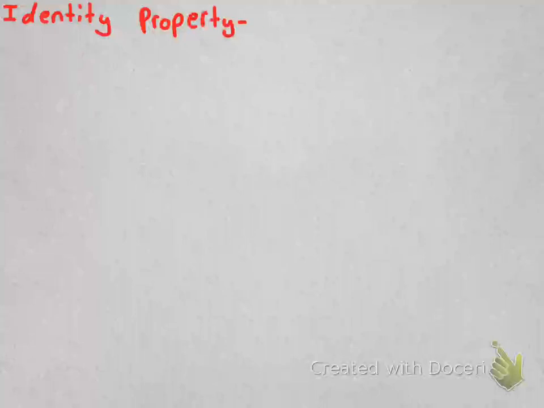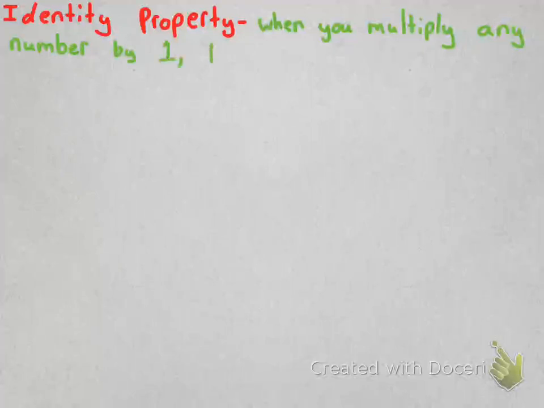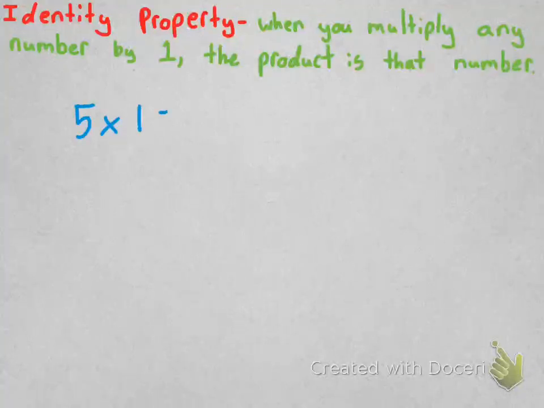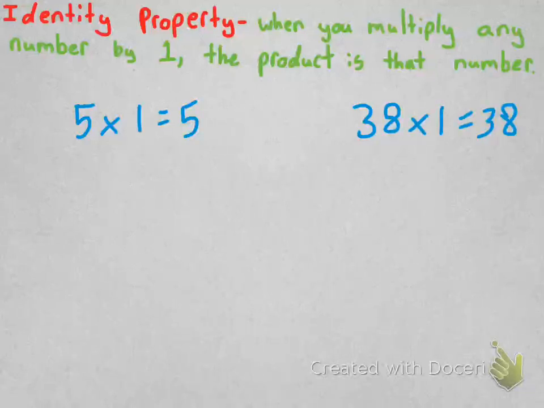The identity property is a pretty easy one. It's when you multiply any number by 1 and your product is that same number. So basically it's just multiplying by 1. So 5 times 1 is still 5, or 38 times 1 is still 38.